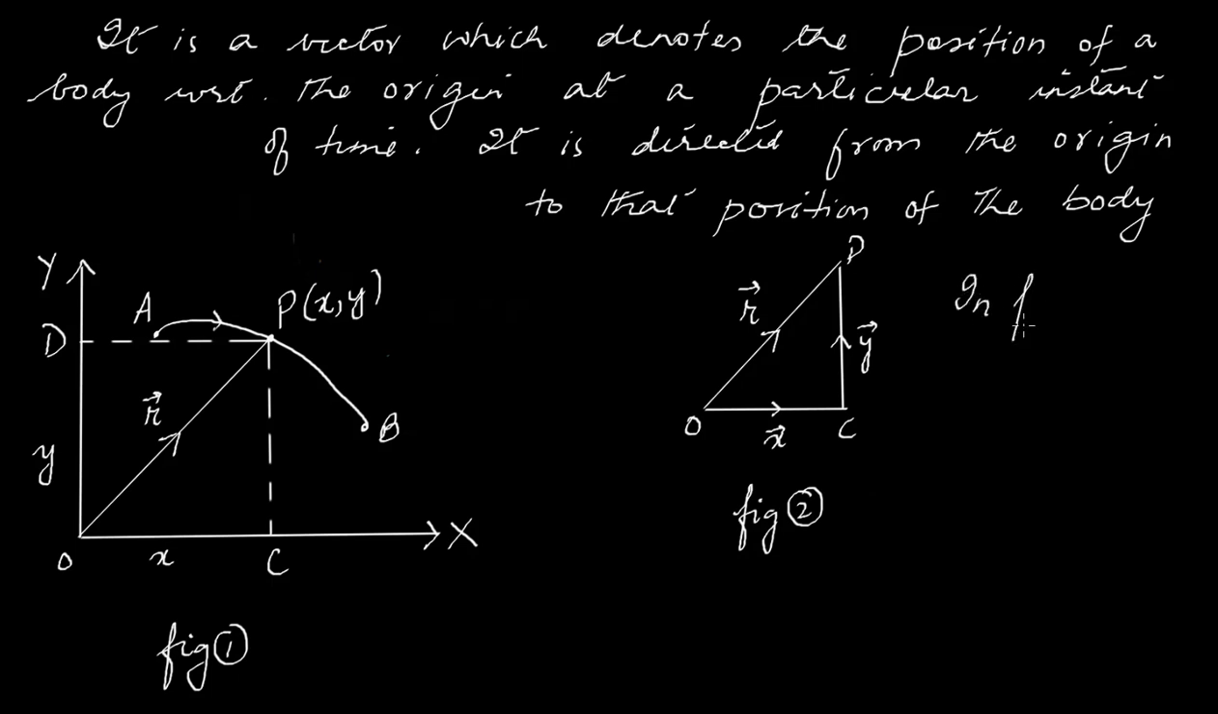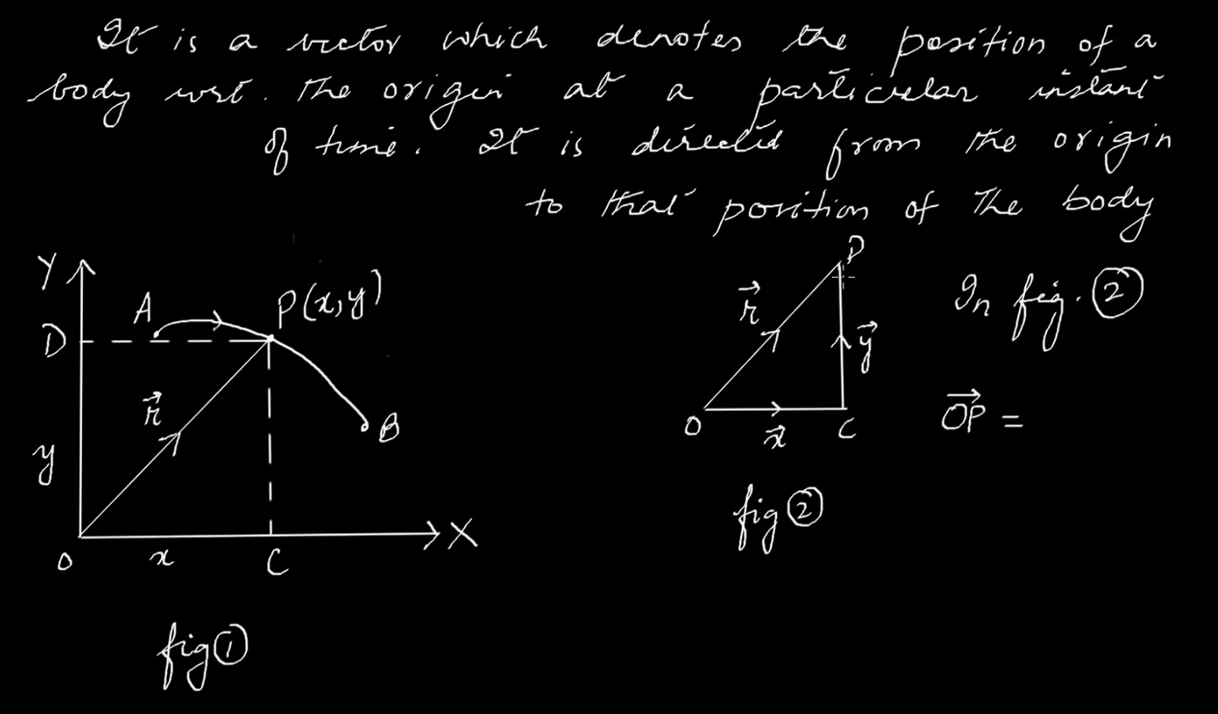In figure 2, do you agree or not? Now just listen here carefully. If you go from O to P, that means OP bar, this will be the same as going from O to C and then C to P. You will reach the same point. Yes or no? Right? Just have a look at this diagram. OP is the same as going from OC plus CP.